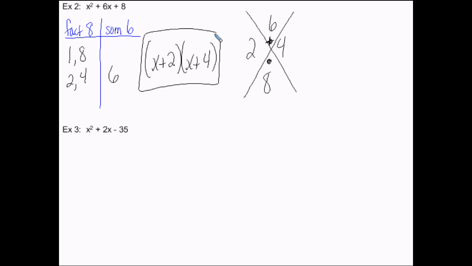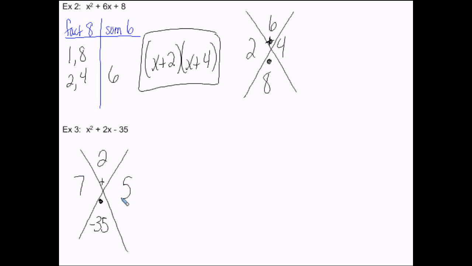Here I have a negative, so I'm going to start with big giant X. I want to add up to 2, but I want to multiply to make negative 35. Be sure to keep those signs. So when this is negative and this is positive, I'm looking for a difference actually. I'm looking for two numbers that have a difference of 2, because a negative and a positive multiply to make a negative number. Okay, so the numbers that multiply to make 35 and have a difference of 2 are 7 and 5.